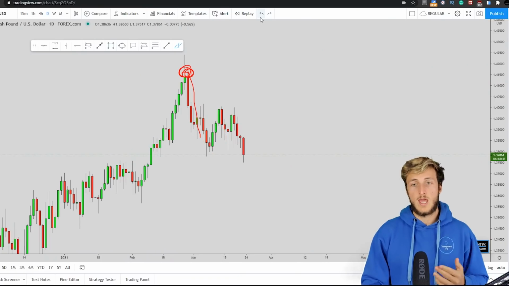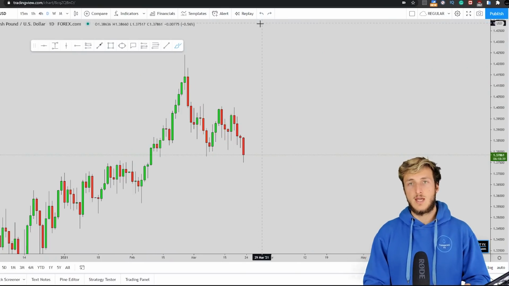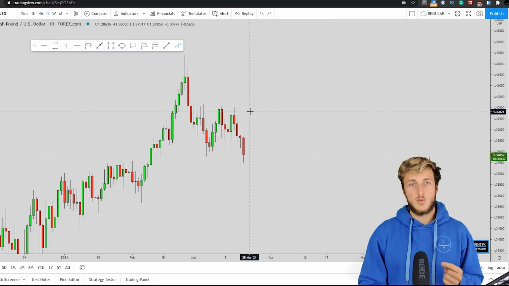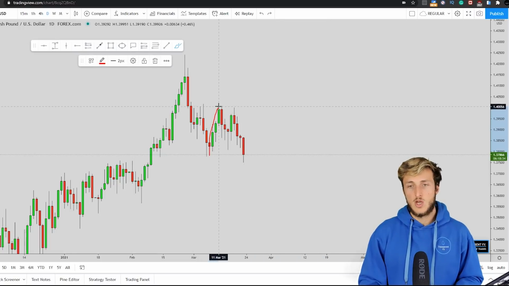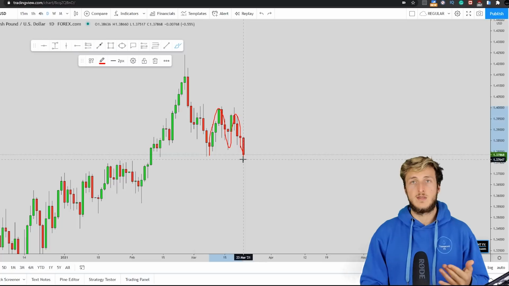But at the moment, what do we have and how can we be looking to capitalize on the next potential move? Now, at the moment here on the daily, as we were saying, we have a market which has just provided this M pattern.